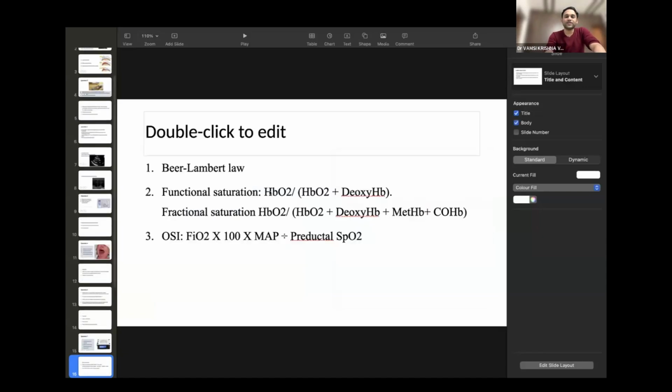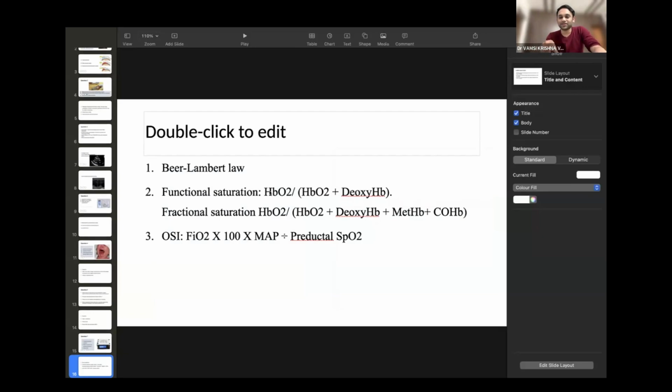Good. So one is Beer-Lambert. The next thing is functional saturation, the ratio being proposed, where one is the oxygen that is bound to the hemoglobin. The numerator is common for both of them. In functional saturation, the denominator is only the hemoglobin that can bind oxygen and is useful: oxyhemoglobin plus deoxyhemoglobin.